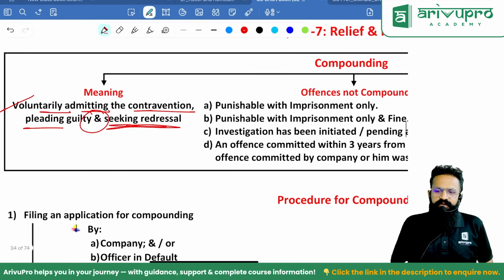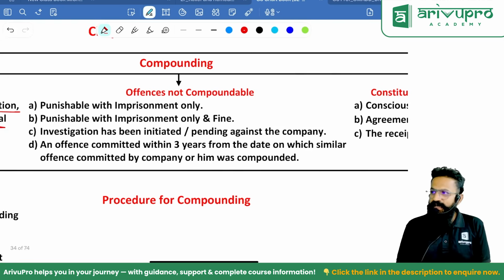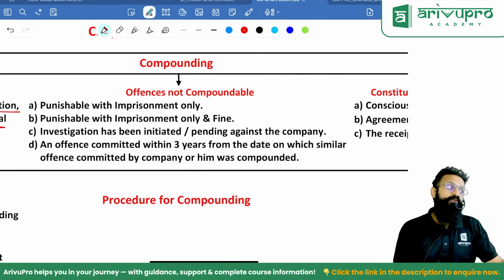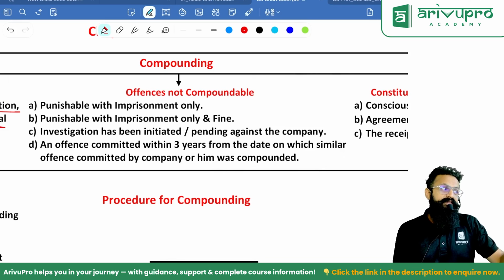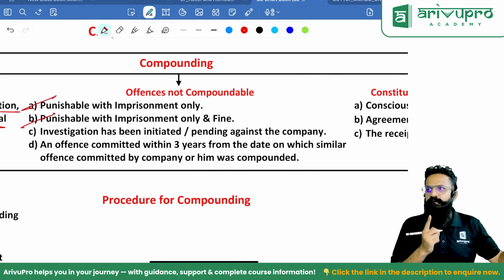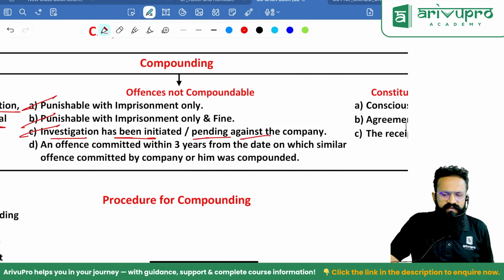Offences which are not compoundable. Can I compound every type of offence? What are the offences which cannot be compounded? Two you already know. Which one? Only imprisonment, and fine and imprisonment. These two we already know. What is the third and fourth one? Third is simple. Investigation has been initiated or pending against the company.